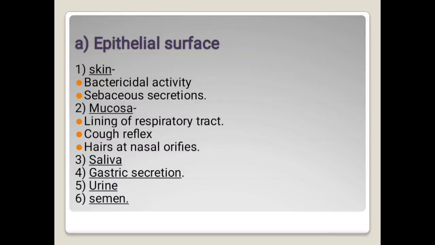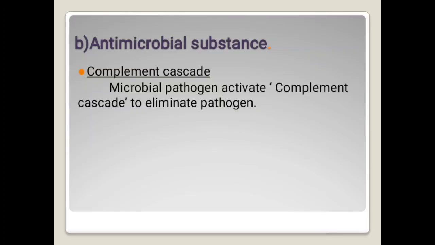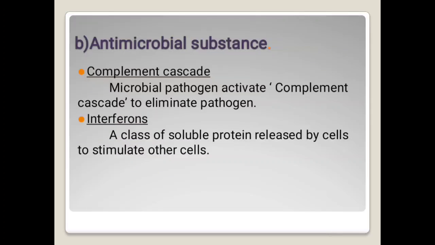So these are the ways or the barriers which totally prevent the entry of microbes inside the body, and due to that, any type of infection does not easily enter the body of the organism. The second barrier is the antimicrobial substance. Antimicrobial substances are present in blood and tissue. They mainly show two types of actions: complement cascade and interferon.